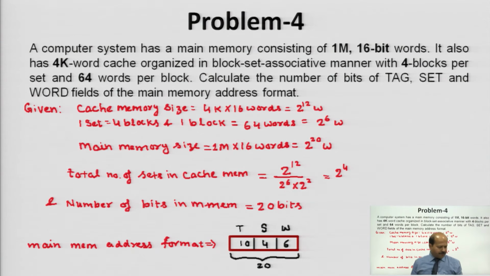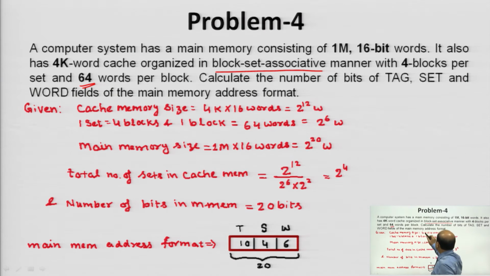Now, in the next problem: a computer system has a main memory consisting of 1 mega 16 bit words. In each word there are 16 bits, you can consider. It also has a 4K word cache organized in block set associative. This is a problem of set associative mapping again, and 4 blocks per set is given, and 64 words per block is given. So, everything is given in the problem. We have to map only. We have to systematically solve this problem.